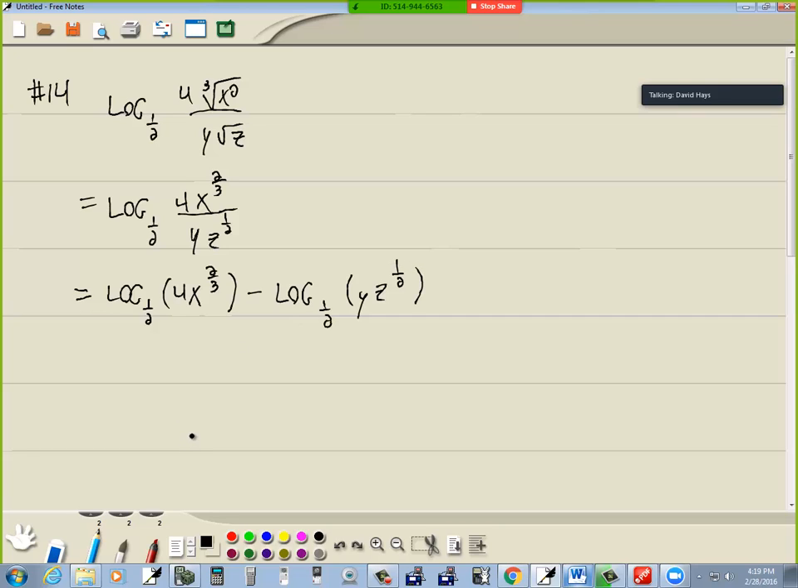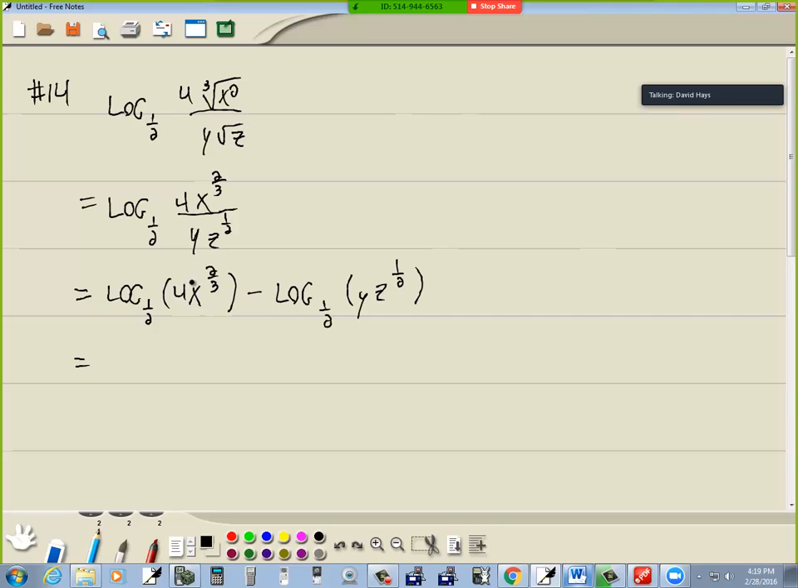Professor, could you rewrite that, instead of quotient, through the product property, if you did y to the -1 power and z to the -1/2 power? Could you bring it up into the numerator? Yeah, it makes more sense. It's already set up as a quotient.